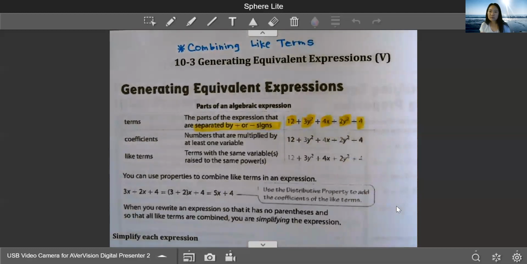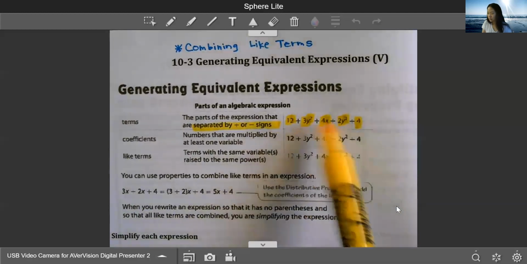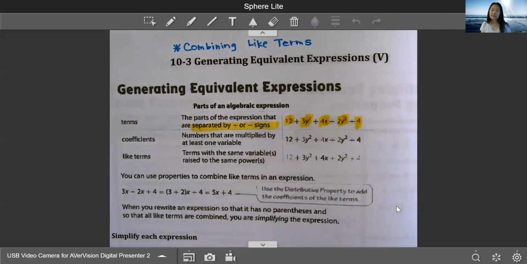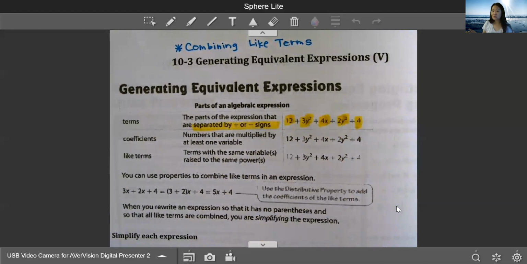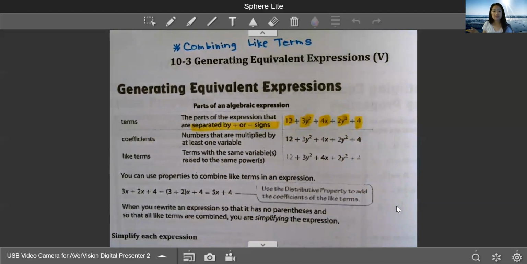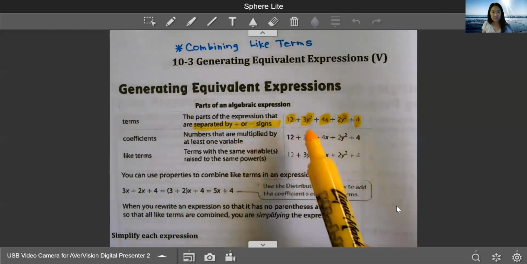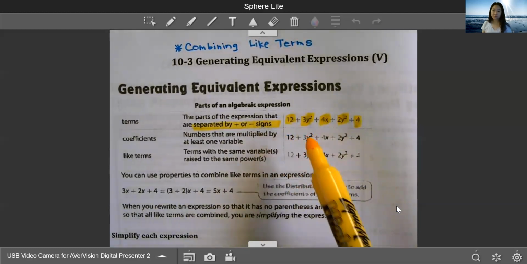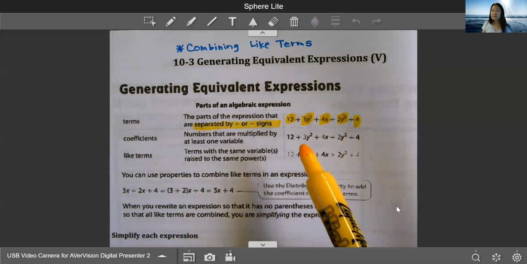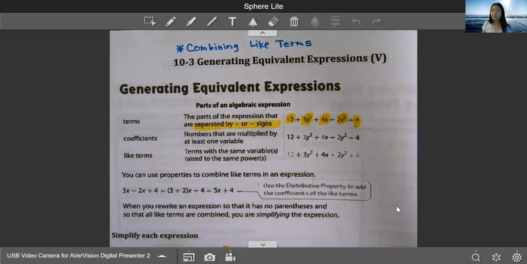Okay, so if I were to ask you how many terms are in this expression, you would say there are 1, 2, 3, 4, 5 terms. If I say what are the terms in this expression, then you would say the terms are 12, 3x to the second power, 4x, 2y to the second power, and 4. Those are the terms in this algebraic expression.